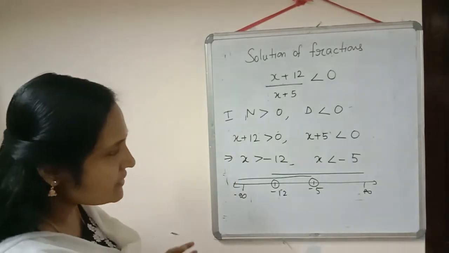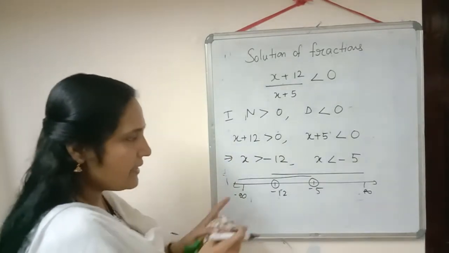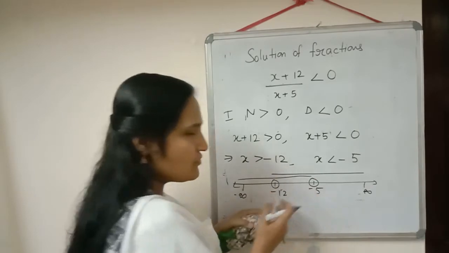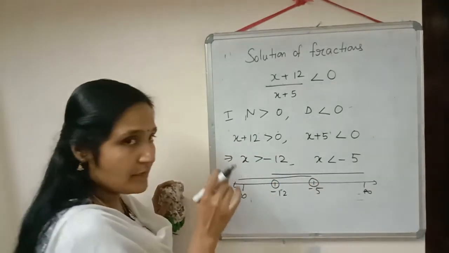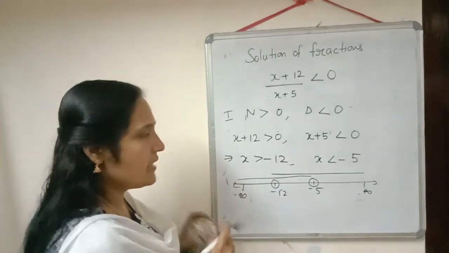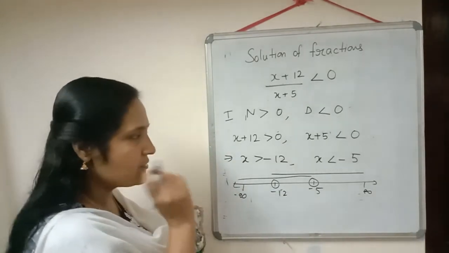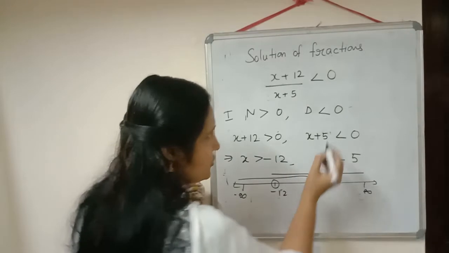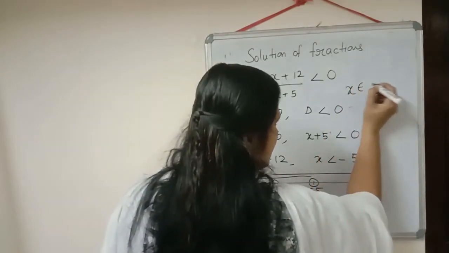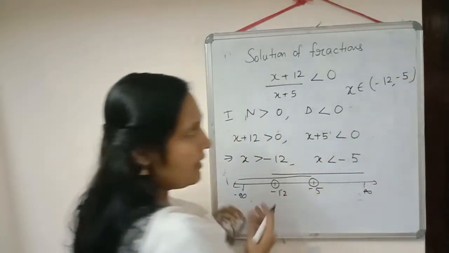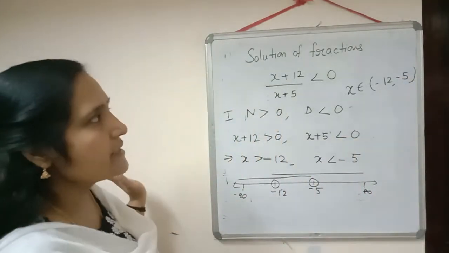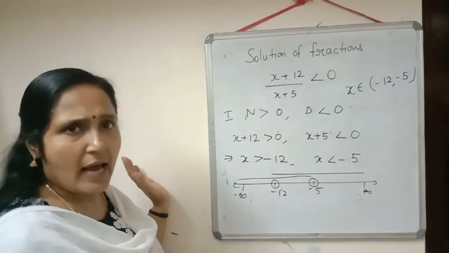So just to check what is the common solution region we are getting: between minus 12 and minus 5. And we have not darkened this circle, means we have to use an open interval. So only in one case we are getting a solution, that is from minus 12 to minus 5. So just to write down, x belongs to the open interval minus 12 comma minus 5. So this is the solution region which we have.